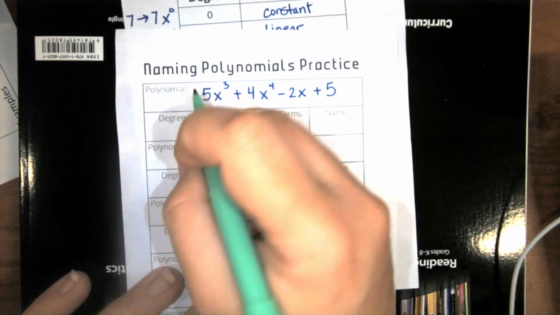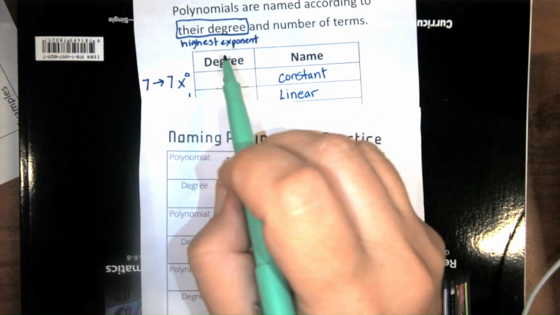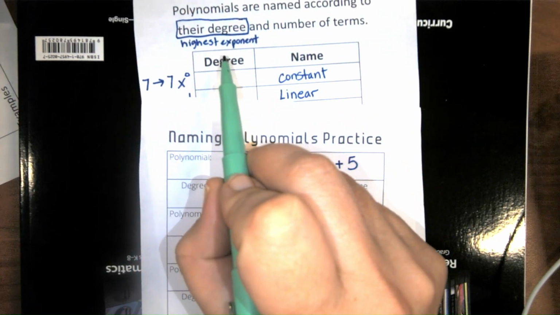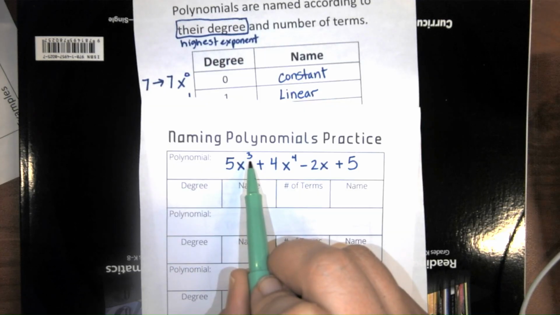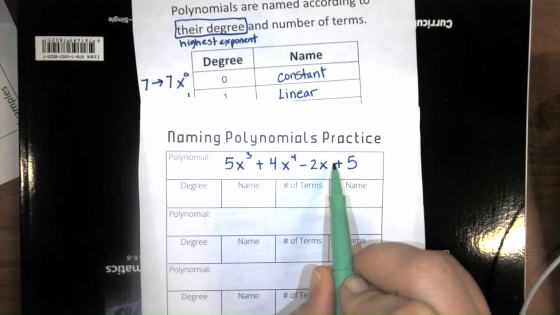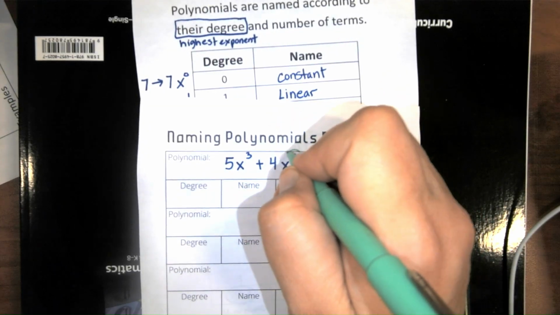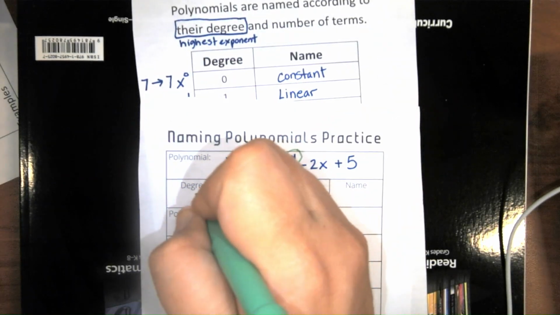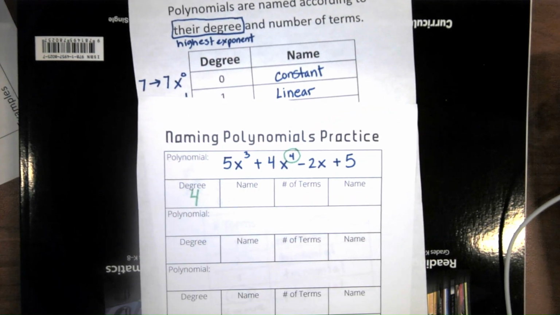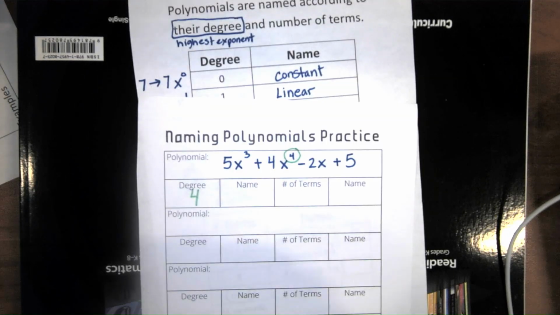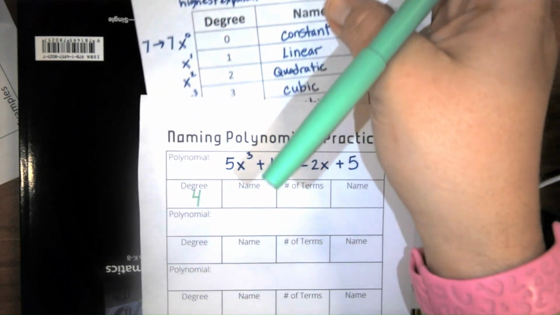So remember, the degree is the highest exponent. So looking through here, we have a 3, a 4, a 1, and a 0. So this 4 is going to be our highest exponent. So the degree of this polynomial is 4. And if it has a fourth degree, it is called a quartic.